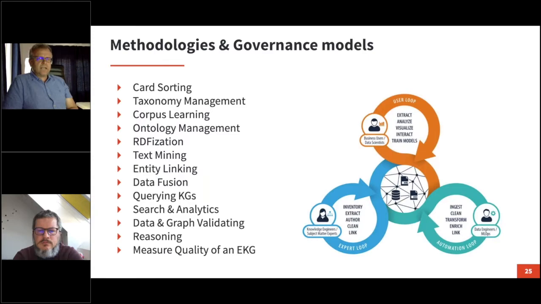It's not that easy. It's not just a single loop and then you're done and the knowledge graph is there. There are typically 3 loops involved. The expert loop, mainly driven by the knowledge engineers with help from the subject matter experts. On the right-hand side, the automation loop, and then on top, the user loop.